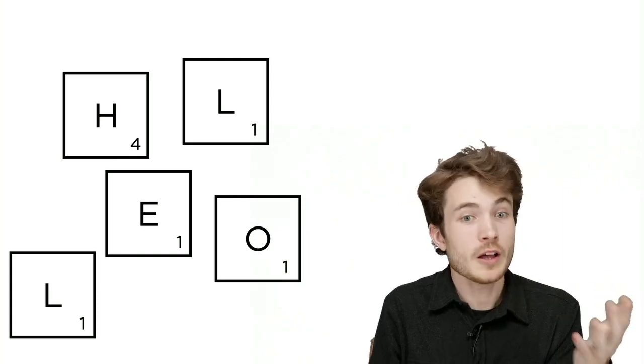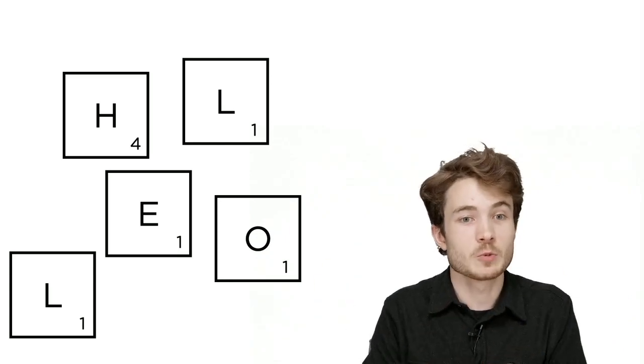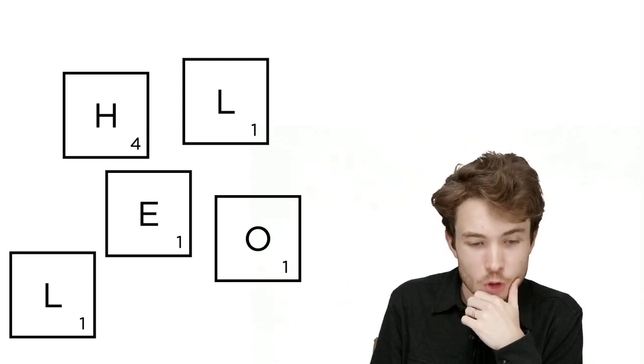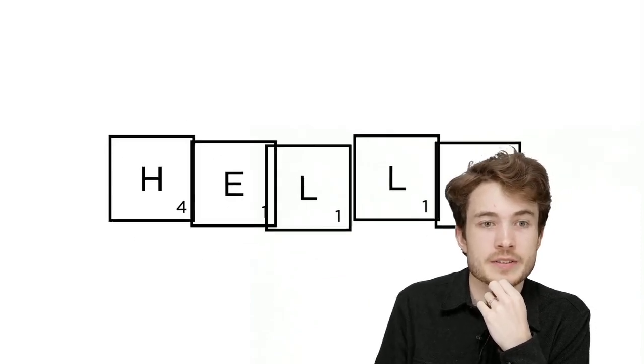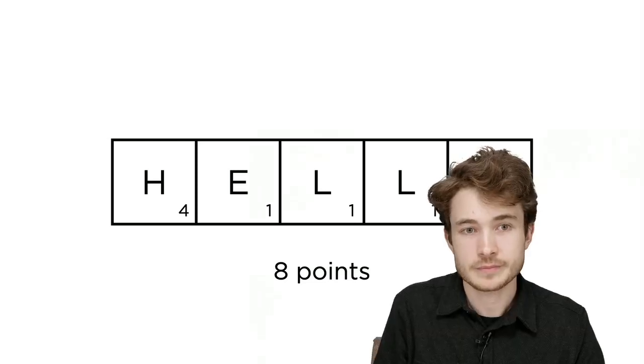You could probably make hello. So you could take all these 5 letters, convert them into this word hello, and in Scrabble you'll play a word that looks a bit like this. So notice here that H is worth 4 points, E is worth 1 point, L is worth 1 point, and O is worth 1 point. And if you add all of these points up, 4 plus 1 plus 1 plus 1 plus 1, well, you get a total of 8 points for playing this word.